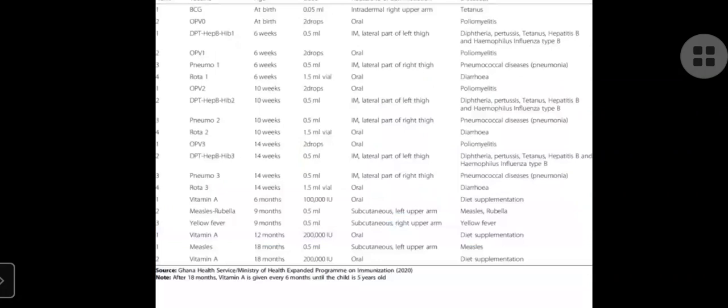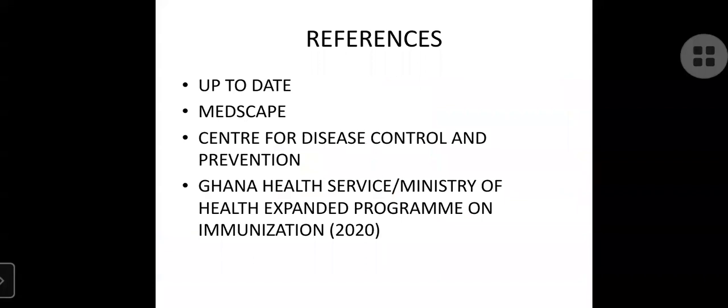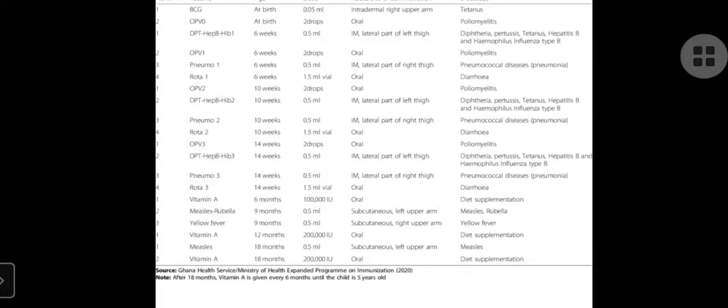This next slide shows the Extended Program on Immunization Ghana 2020, which shows the ages at which a child goes for immunization. So for us here, we start at 6 weeks, 10 weeks, and 14 weeks, where the patient gets the Penta or the DPT and the Hep B and Haemophilus influenzae, I guess. That's the combination. So in our EPI, the child gets it at 6 weeks, 10 weeks, and 14 weeks.